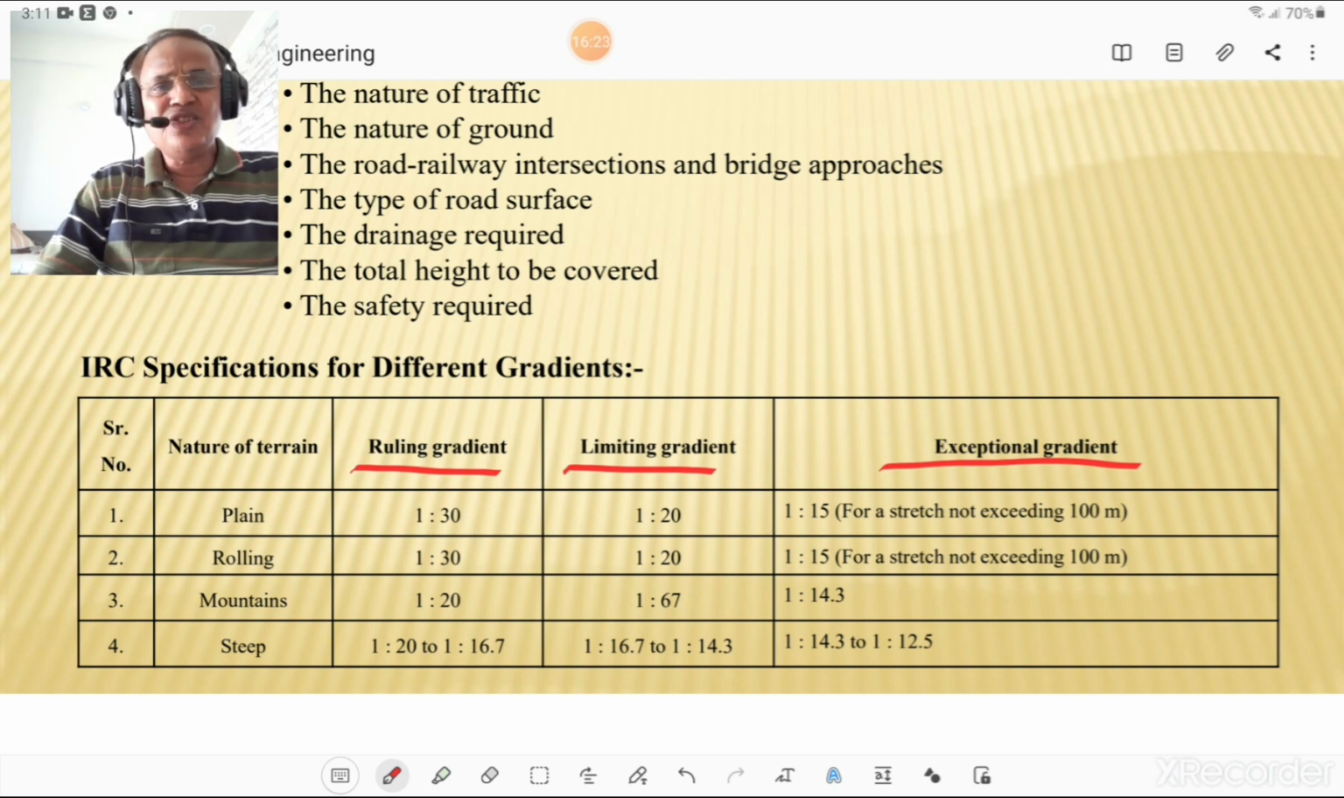Other than these three types of gradient, there are other gradients also. That is, one is the maximum gradient and another is the floating gradient. So please study those terms also. What are the floating gradient and the maximum gradient? The maximum gradient is the name given to the limiting gradient, and floating gradient is the gradient on which a vehicle moves without application of the brakes. So you can study from the books also. Okay.